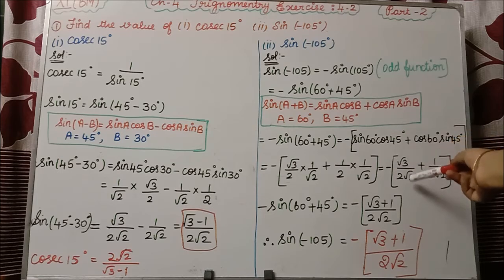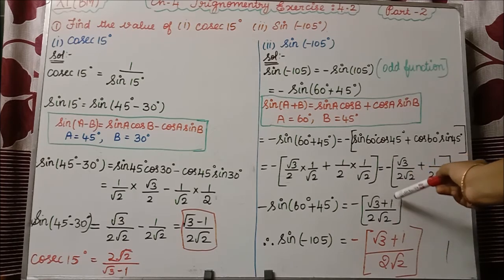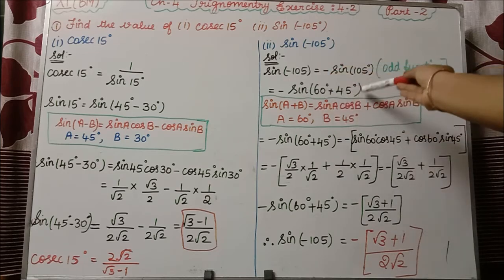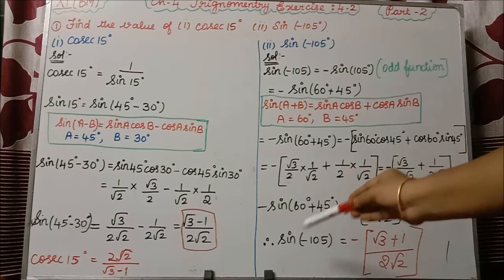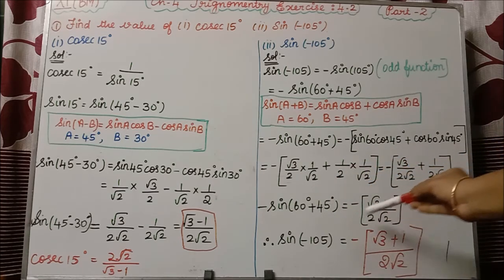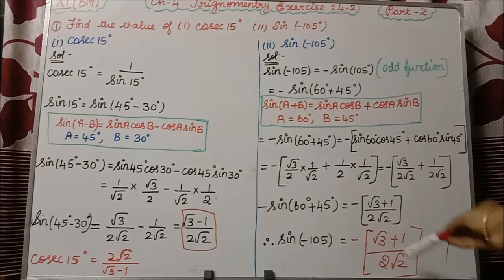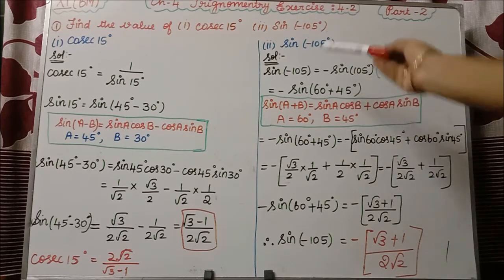So root 3 divided by 2 root 2 plus 1 divided by 2 root 2. Both the denominators are the same, so I am going to write one denominator, 2 root 2, and root 3 plus 1. Now this is equal to sin minus 105 degree, isn't it? So sin minus 105 degree is equal to this answer I am writing: minus bracket root 3 plus 1 divided by 2 root 2 is the answer.